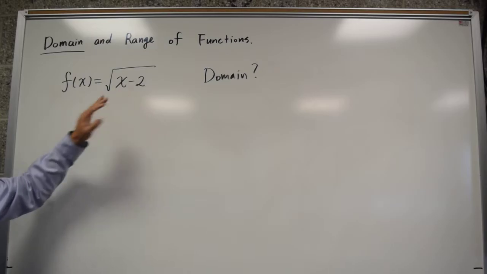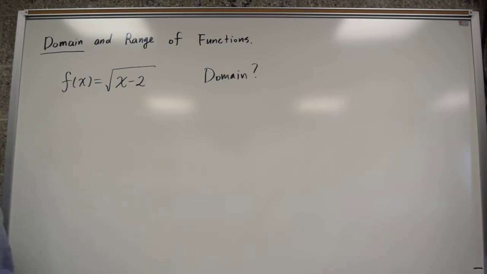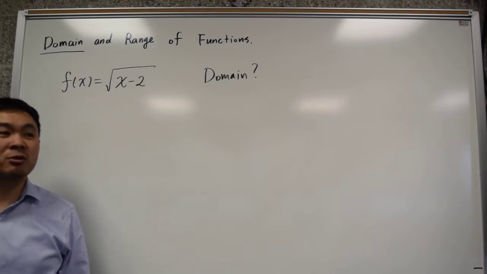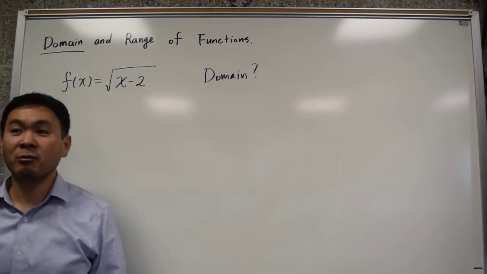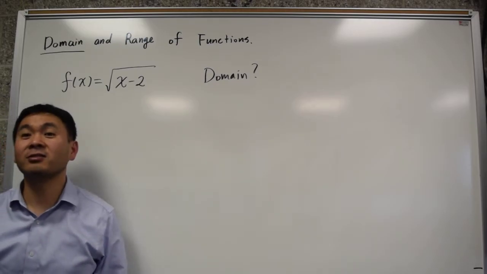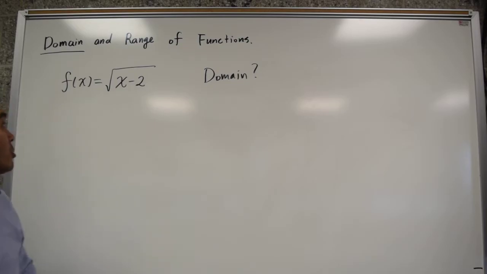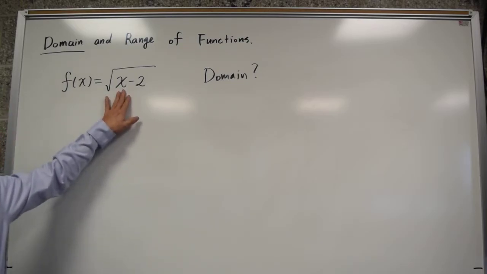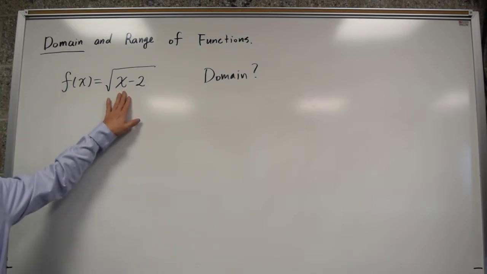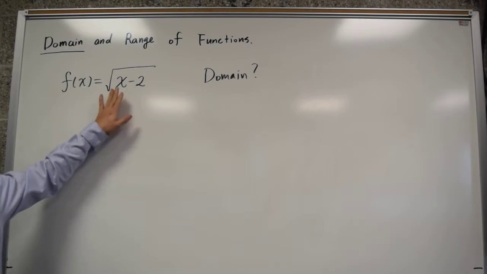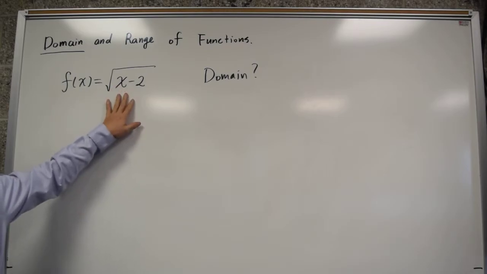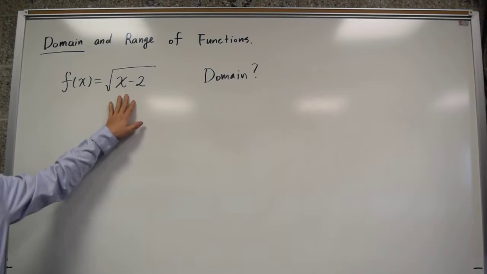So that's no good. Can you plug in 2? Is square root of 0 allowed? Yes. What is square root of 0? 0. So that's fine. So 2 is okay. Can you plug in 3? Yes. So 2 is okay, 3 is okay, and it looks like everything after 2 is good, right?